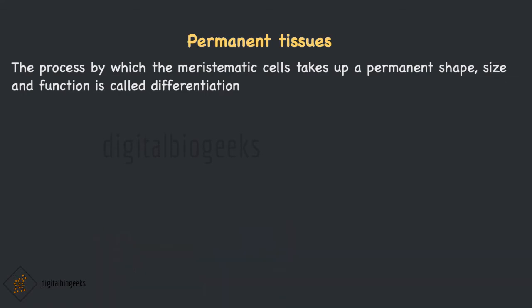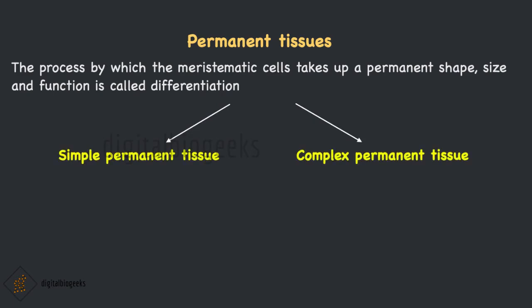The permanent tissues can be divided into two: simple permanent tissue and complex permanent tissue. Simple permanent tissues are made up of a single type of cells. Complex permanent tissues are made up of more than one type of cells, and these different cells coordinate to perform a common function. Now let's do an experiment to know more about the different types of permanent tissues in a plant stem.